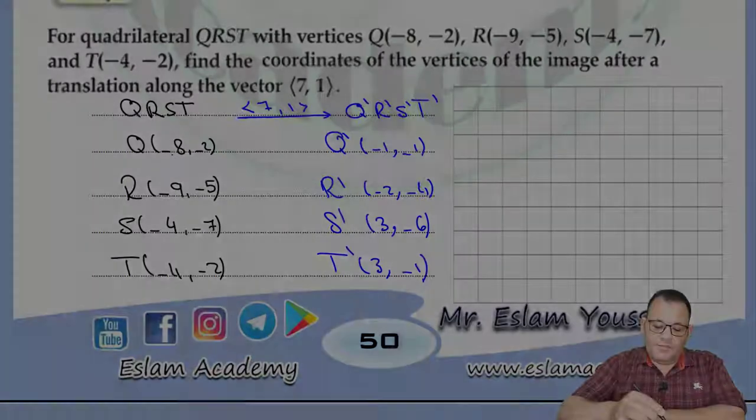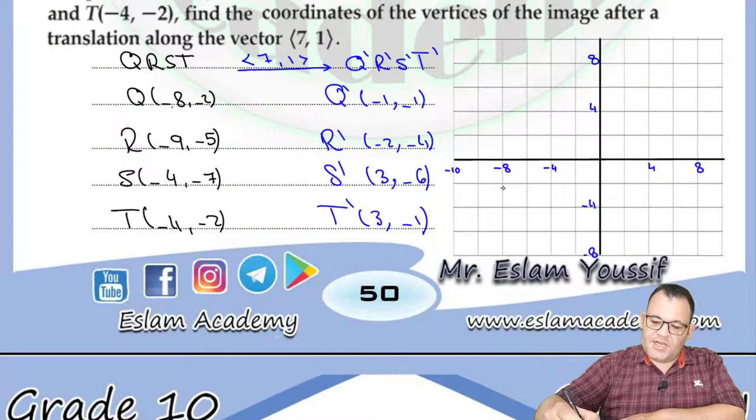Now we can graph them. The first point is (-8, -2), that's Q. The second is (-9, -5), that's R. Third is (-4, -7), that's S. Then (-4, -2), that will be T.